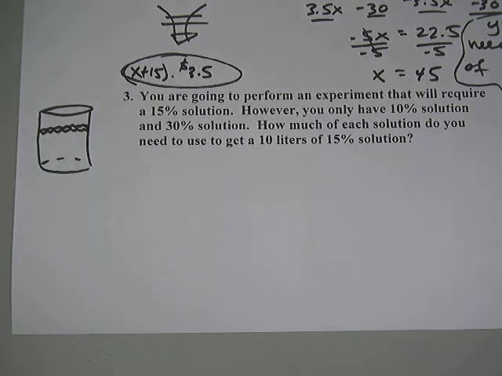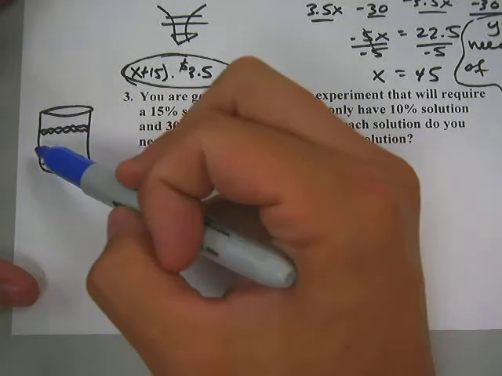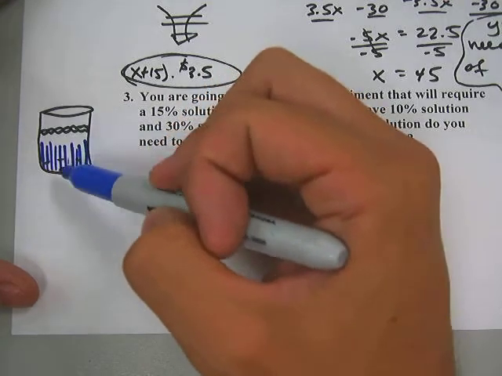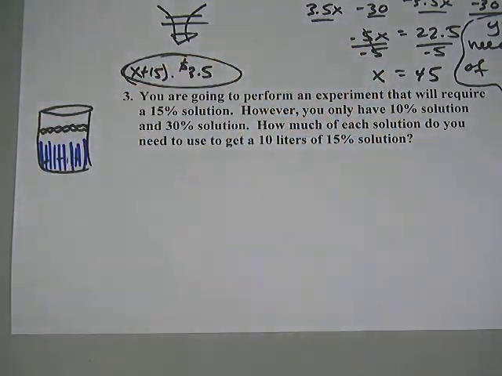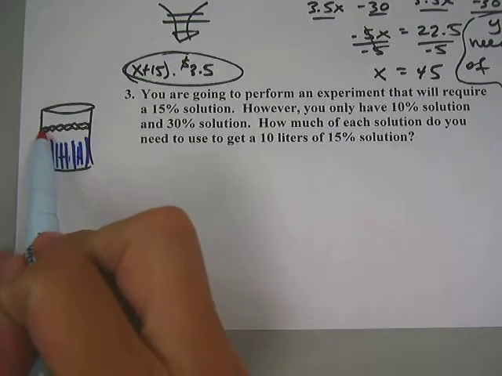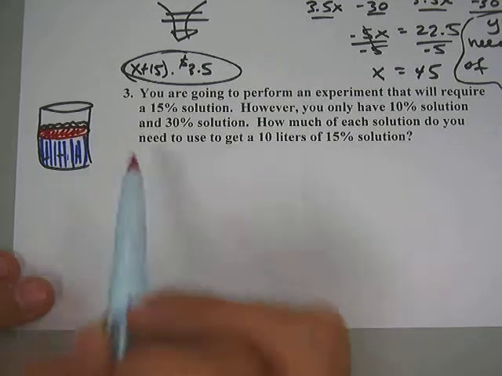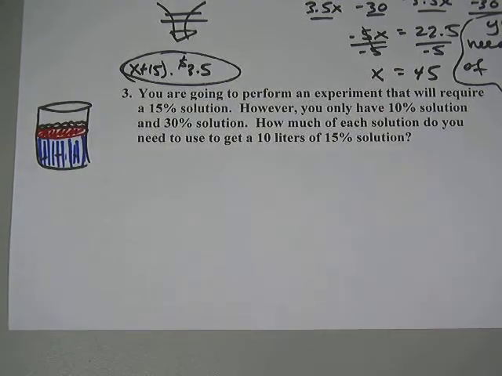Okay. And so when they say that there's a 15% solution, what they're saying is out of this liquid, you have two things. You have water, which is the vast majority of it. You have all this water. And then a small portion of it, this would be something else.